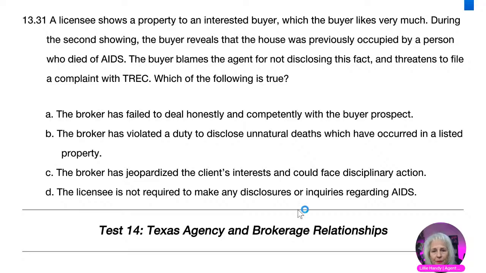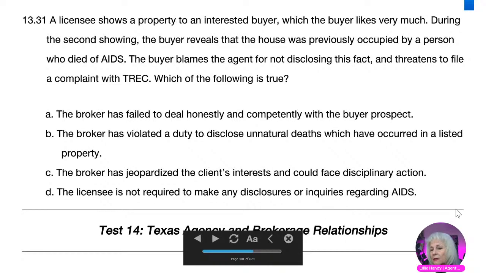So what do you know about this answer? Must it be disclosed or not? There are certain things that we must disclose, and there are others that are confidential. Anyone going to type in the chat the answer? Okay, the answer here is D. The licensee is not required to make any disclosures or inquiries regarding AIDS, right?